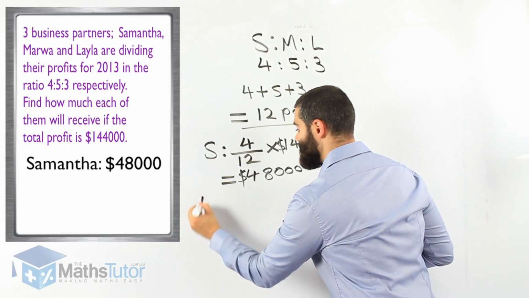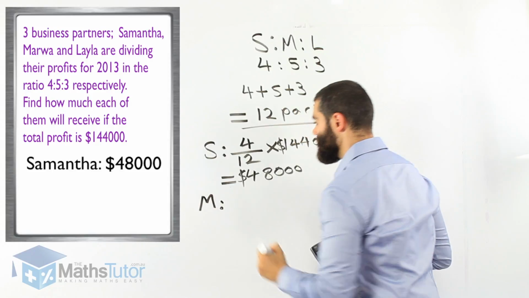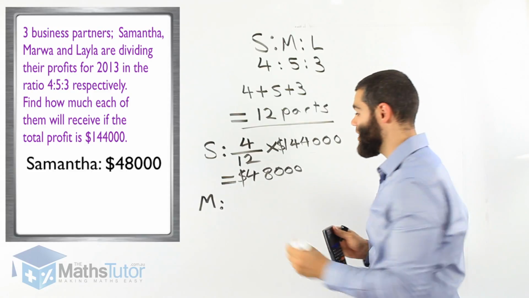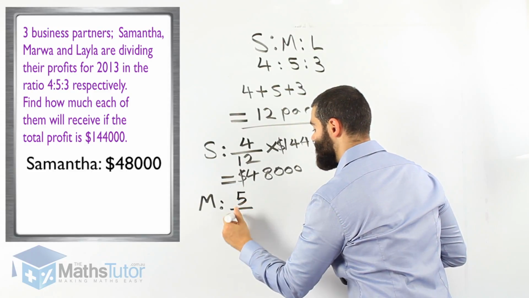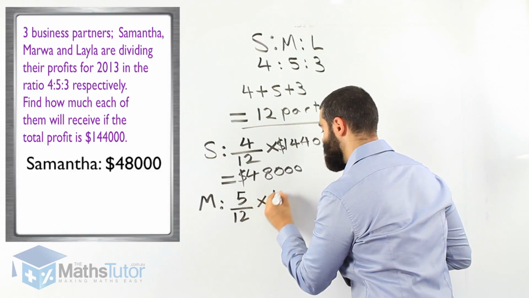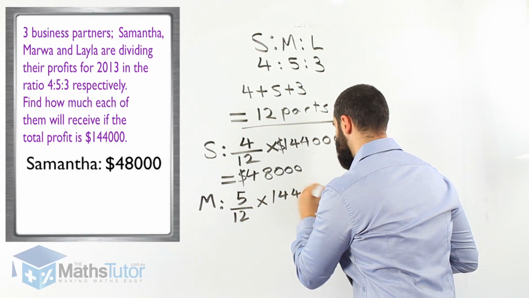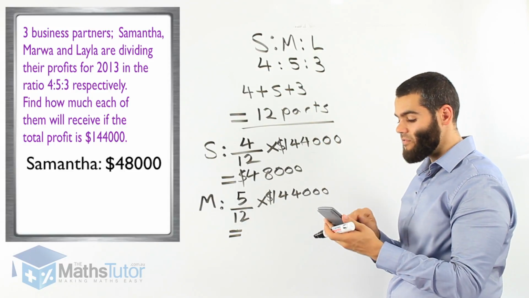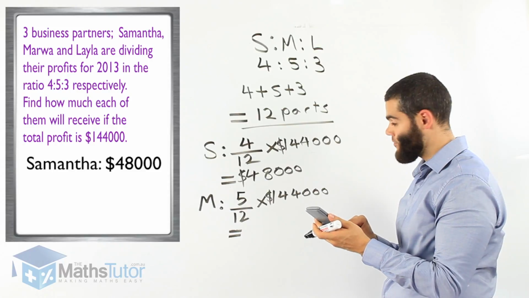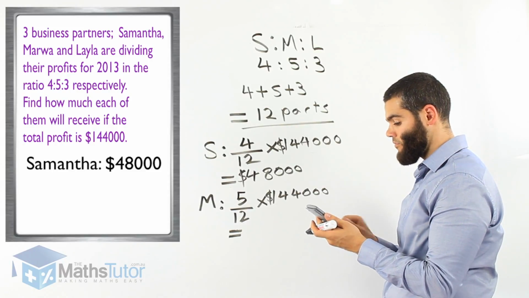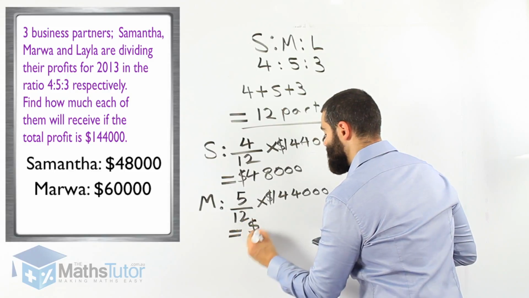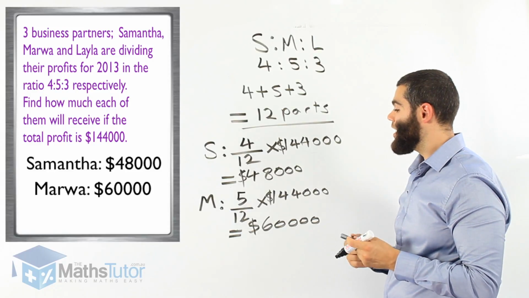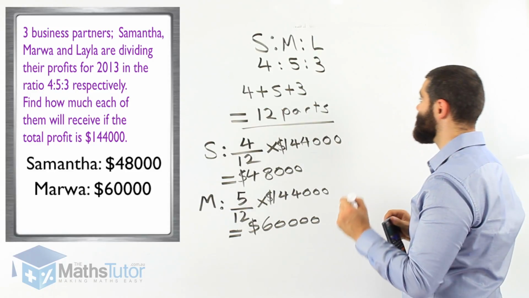What about Marwa? Let's see. She's going to get 5 parts out of the total 12 parts. So she's going to get 5 out of the 12 times $144,000, and she's going to receive $60,000 as her share. And lastly, Layla is the last person there.